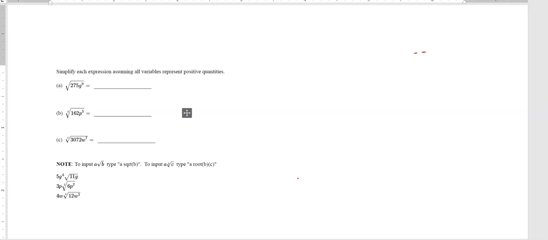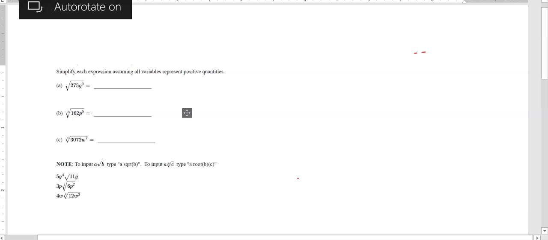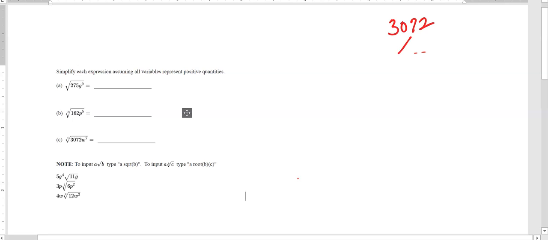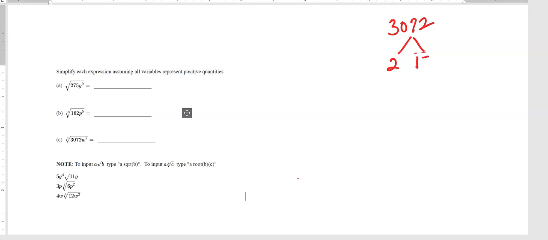Okay, our next problem is simplifying radicals. So this should not be hard. I'm going to try the hardest one. Let's use C just to show you. So for part C, it says the fourth root of 3072 w to the 7th. So what I do is I make myself a factor tree. I'm going to divide by 2 because I don't recognize any other factors. Just use your calculator. And this is going to be 1536.